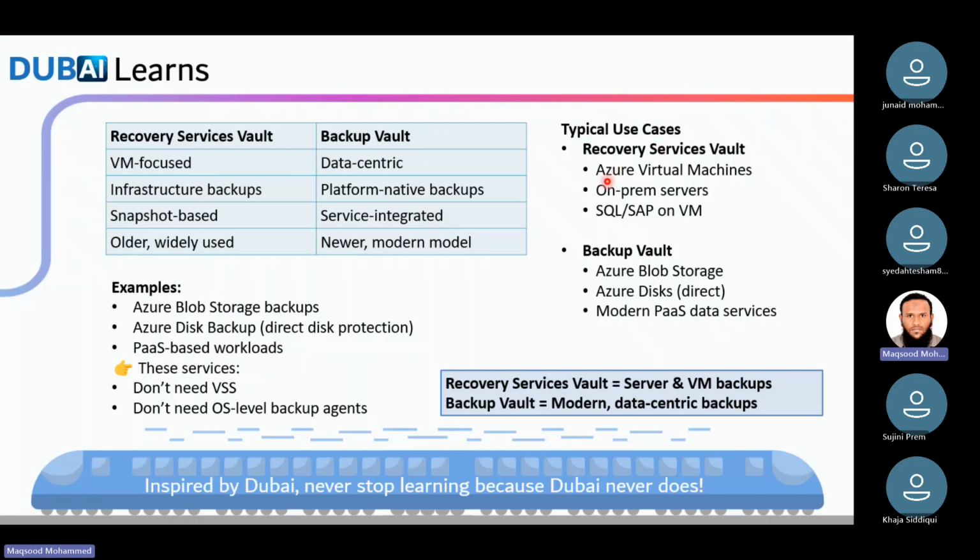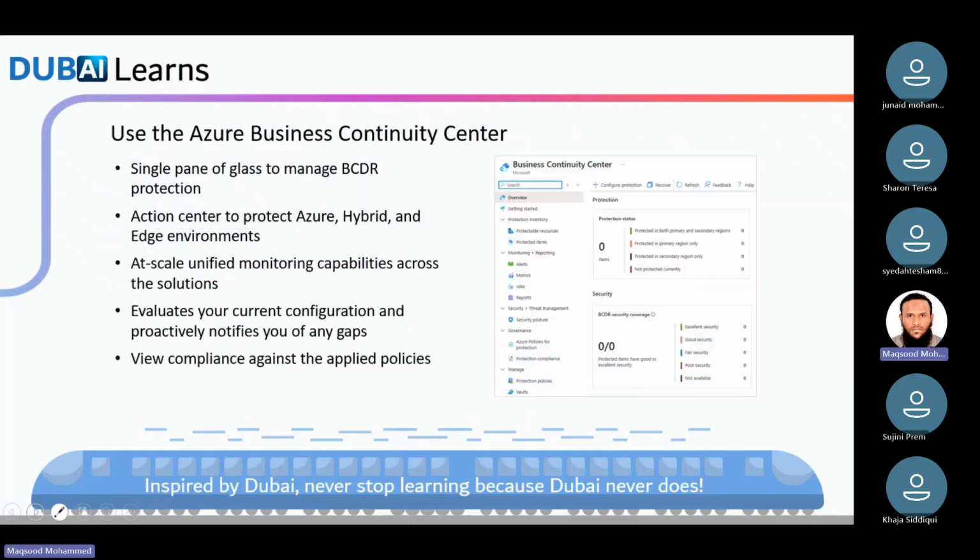Typical use cases: recovery service vault, Azure virtual machines, on-prem servers. Again, it's repeating the same thing. Backup vault, Azure blob storage, Azure disk, modern platform as a service data services. Again, to simplify: recovery service vault, server and VM backups; backup vault, modern data centric backups. These are two different vaults available on Azure backup services.